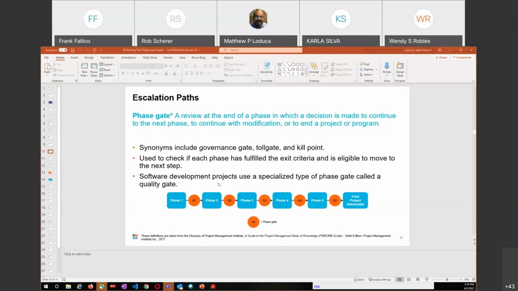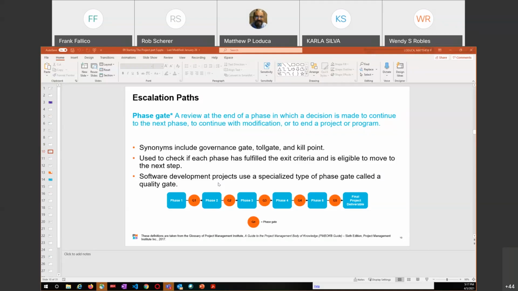And then the software development project uses a specialized type of phase gate called a quality gate. I don't know if software is the only one that does that, but at the end of that phase, do you meet quality standards? Is your solution at the end of your design phase quality? Is it good? Is it going to come up to muster? Do you have good candidate solutions? Did you consider the things you needed to consider? So you have a quality gate.